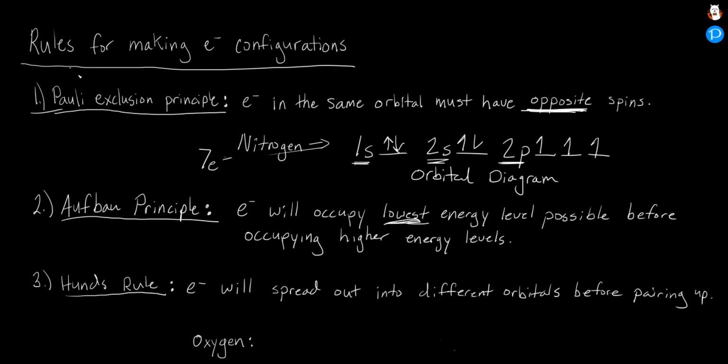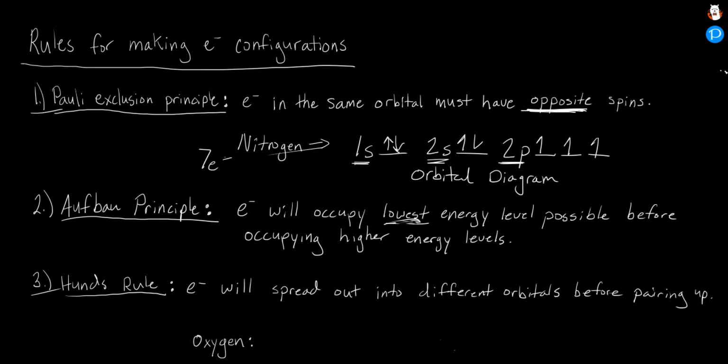So let's come back to this screen here. That's what the Aufbau principle states: you have to fill up the lowest energy levels first before you start going to the higher ones. And then the last one is something called Hund's rule. This means that electrons will spread out into different orbitals before they start pairing up. And this is what I did earlier with nitrogen.